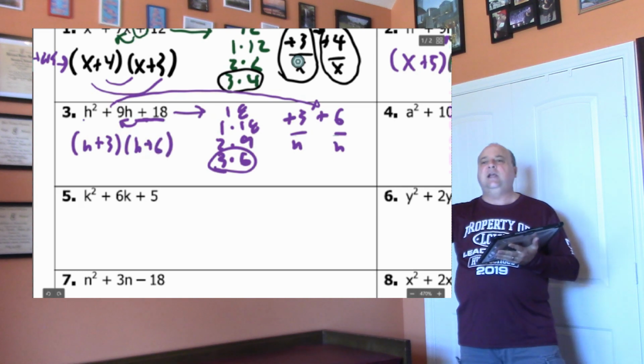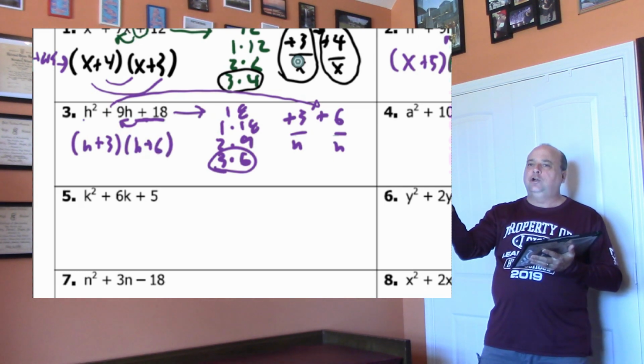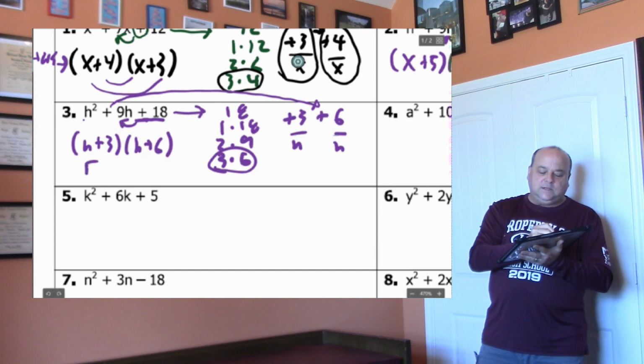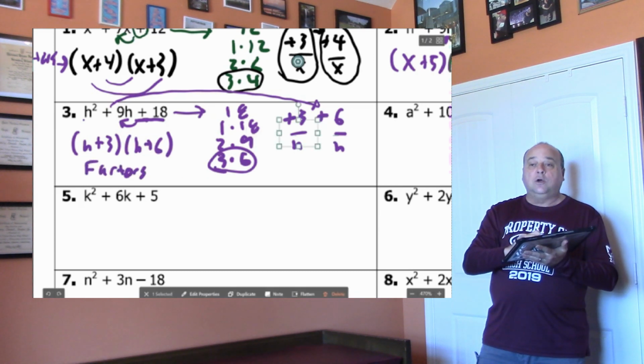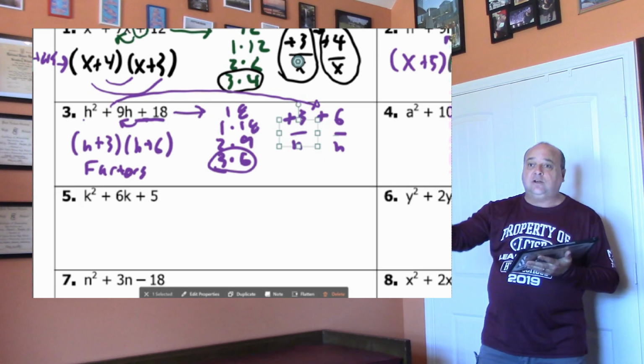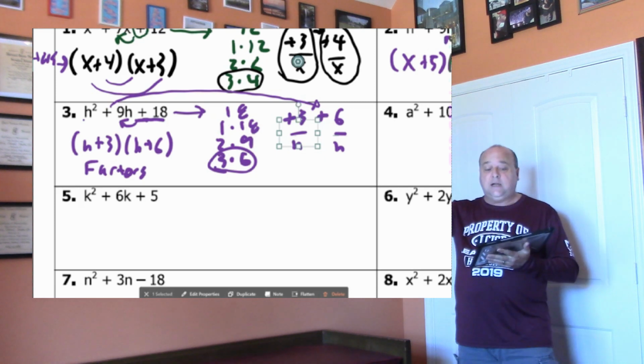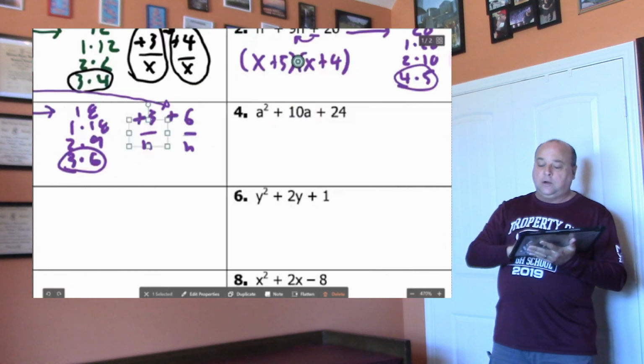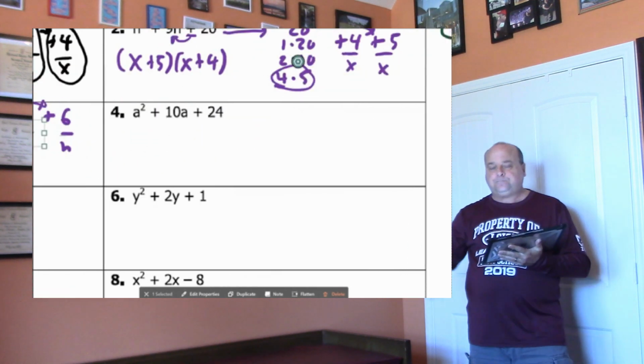You can put this in any order, okay? Make sure you can do that. And once again, these are the factors, right? These numbers over here on the right are not the factors. The factors are h plus 3 and h plus 6. Let's go to number 4.